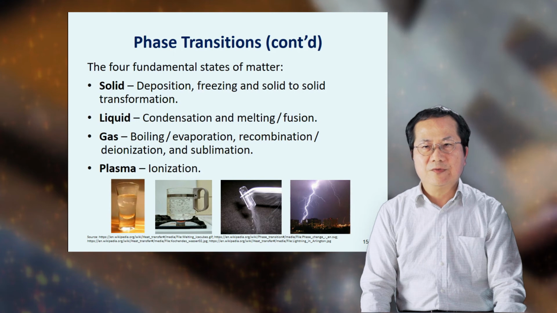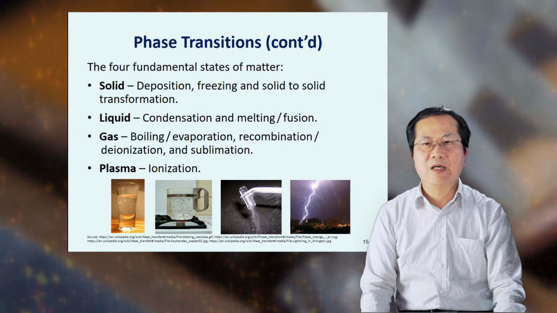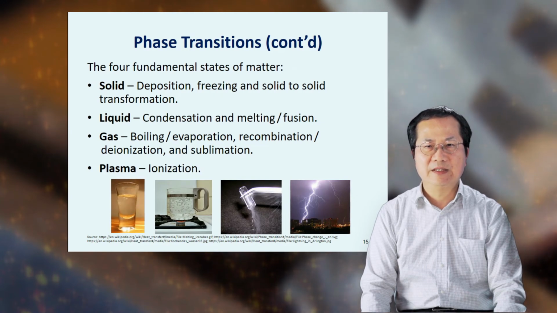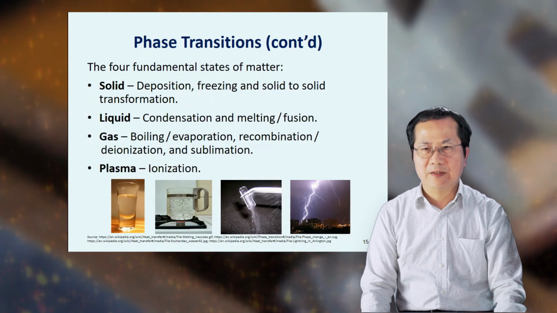Phase transition or phase change takes place in a thermodynamic system from one phase or state of matter to another one by heat transfer. Phase change examples are the melting of ice or the boiling of water.